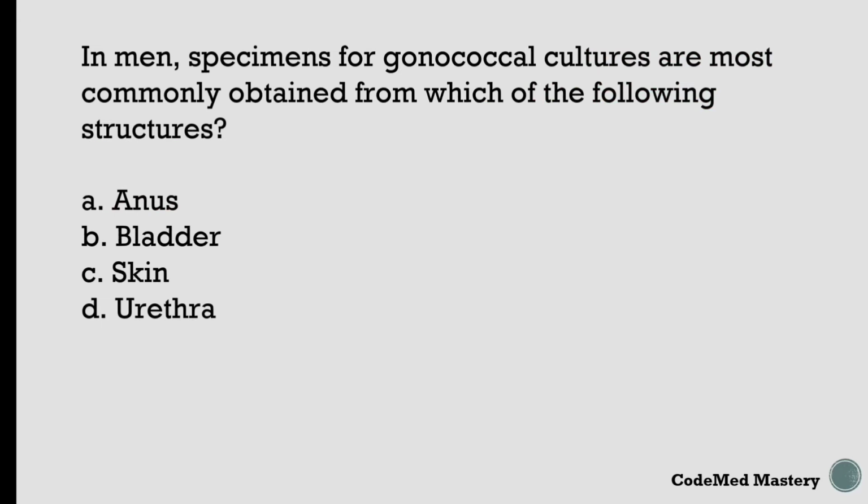In men, specimens for gonococcal cultures are most commonly obtained from which of the following structures? Option A, anus. Option B, bladder. Option C, skin. Option D, urethra. The right answer is urethra. The best specimen for gonococcal culture is urethral scrapings. So our right answer will be option D.